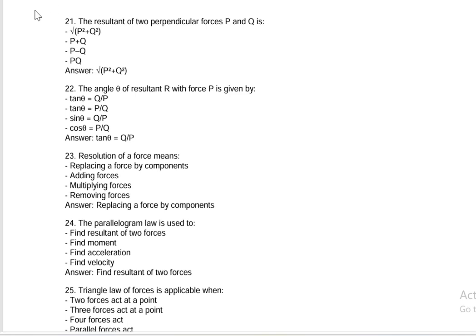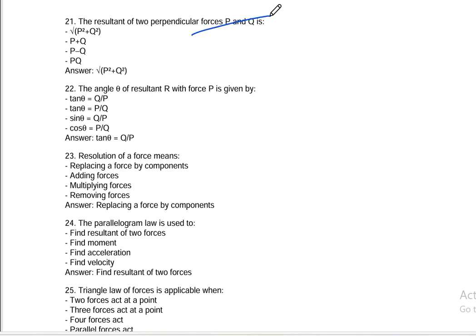Everyone, and this is another video of the engineering mechanics MCQ series of Unit 2. Here we do questions 21 to 50 MCQs. So let us start.